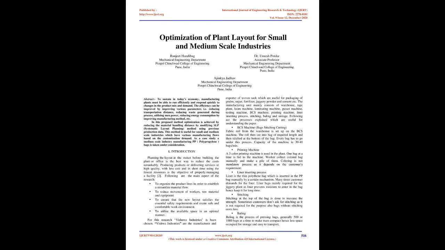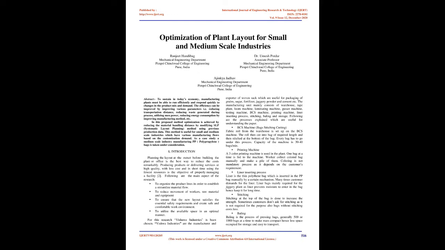Vishwa Industries are the manufacturer and exporter of woven sacks which are useful for packaging of grains, sugar, fertilizer, jaggery powder, and cement, etc. The manufacturing unit mainly consists of warehouse, tape plant, loom machine, laminating machine, gusset machine, testing machine, BCS machine, printing machine, liner inserting process, stitching, baling and storage. Following are the processes explained which are useful for understanding the paper.